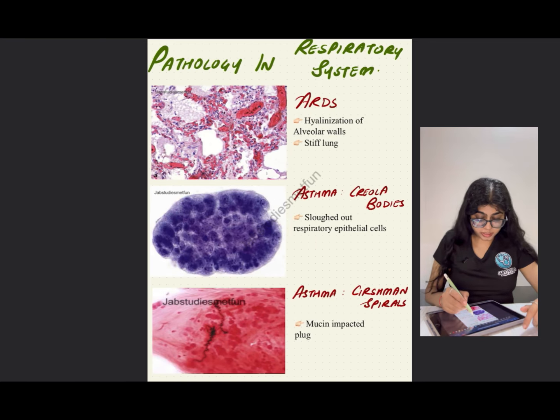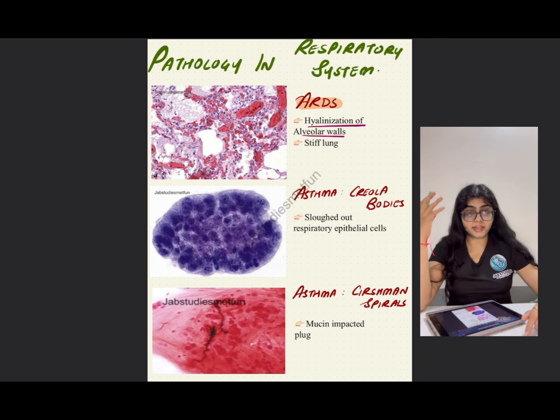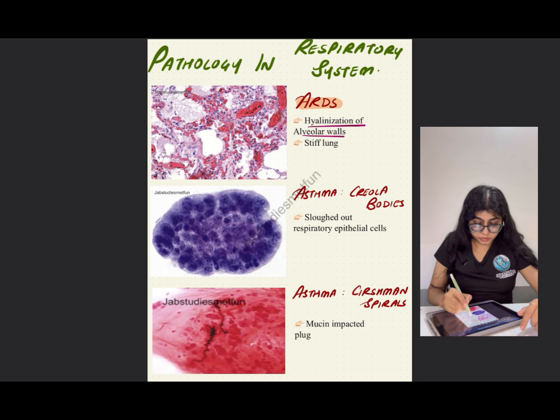Pathology in respiratory system. The first one we will look at is ARDS. In ARDS, what happens is there is a hyalinization of alveolar walls. That is, the hyaline deposits in alveolar walls will cause it to become stiff. So there is a stiff lung.